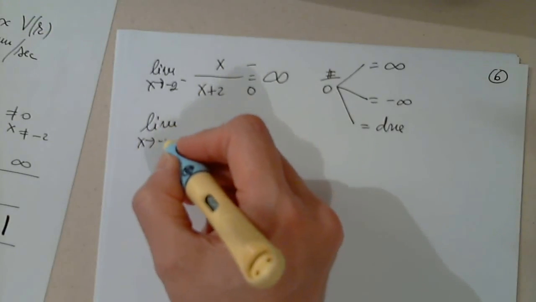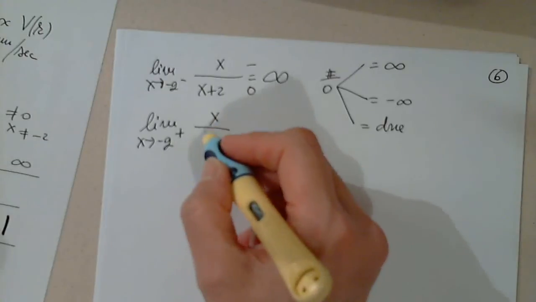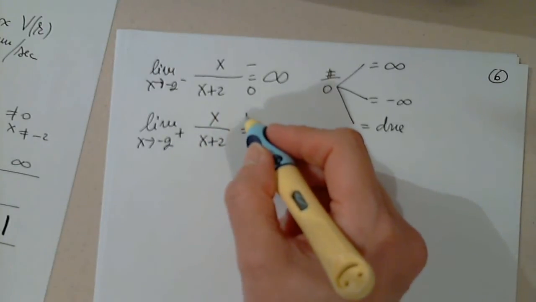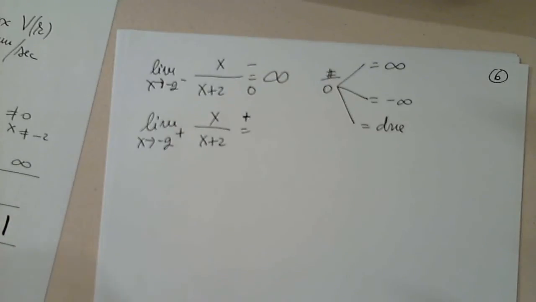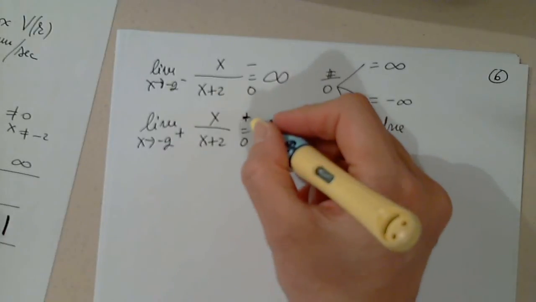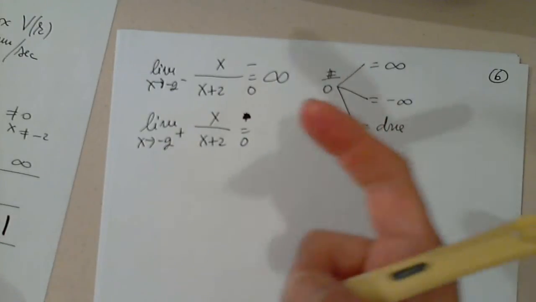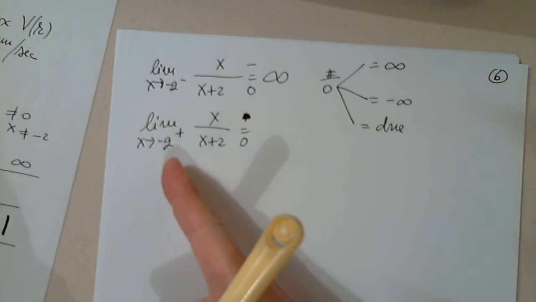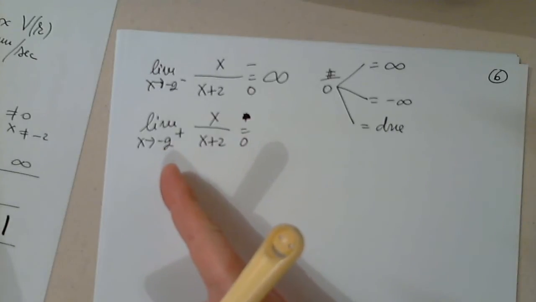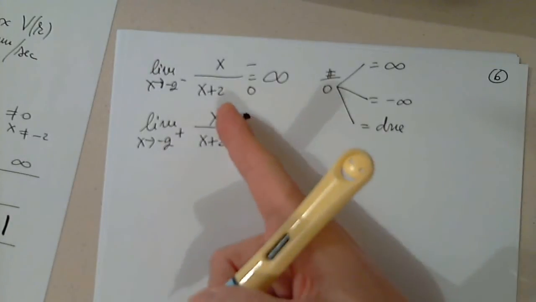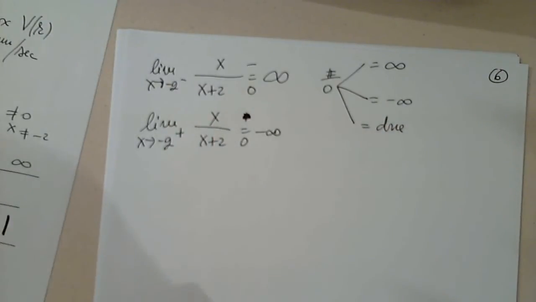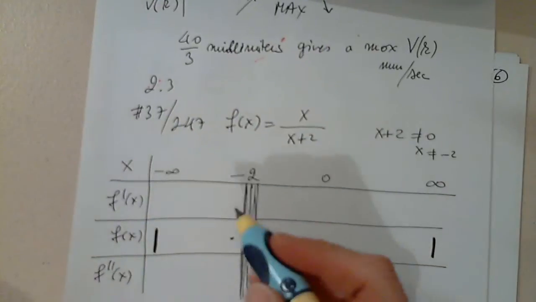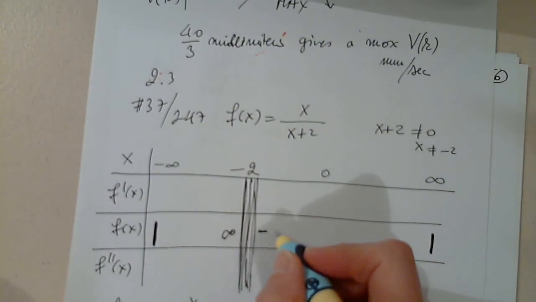Limit as x approaches -2 from the right of x over x plus 2. It's still the same thing, sorry, a negative number divided by 0. So it's negative here, sorry. -2 from the right-hand side is -1.9. Negative over positive. That makes it negative. Come back to the chart. Infinity on the left, negative infinity on the right.